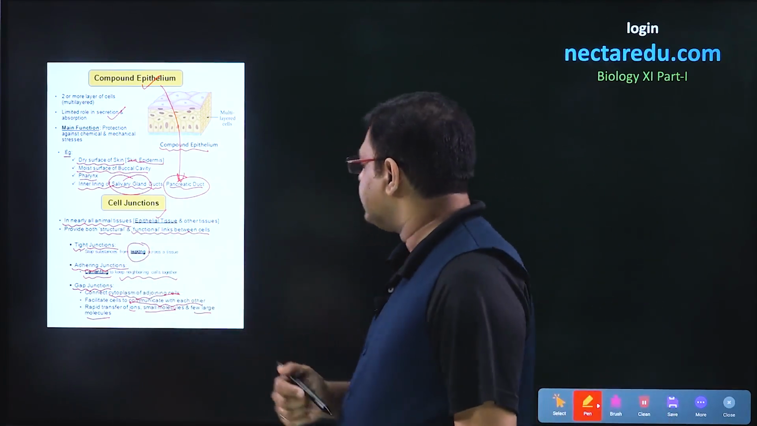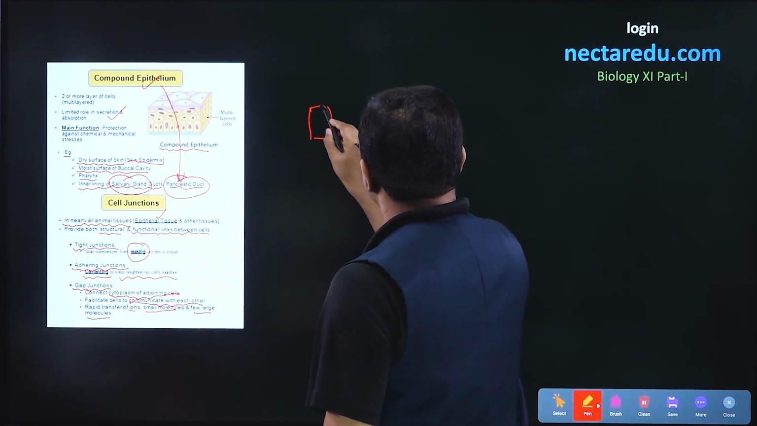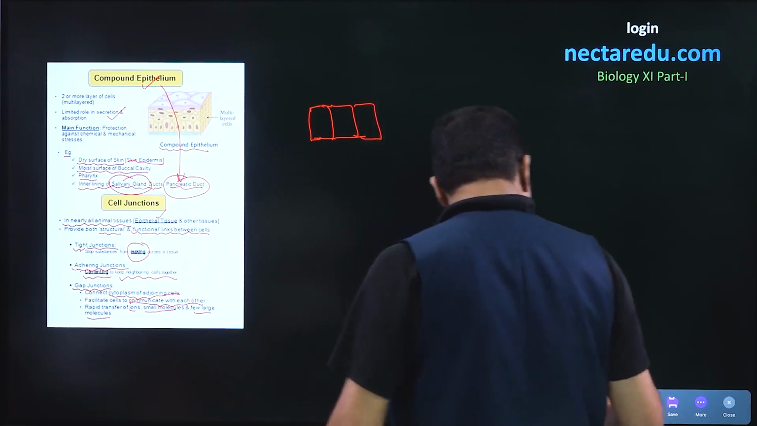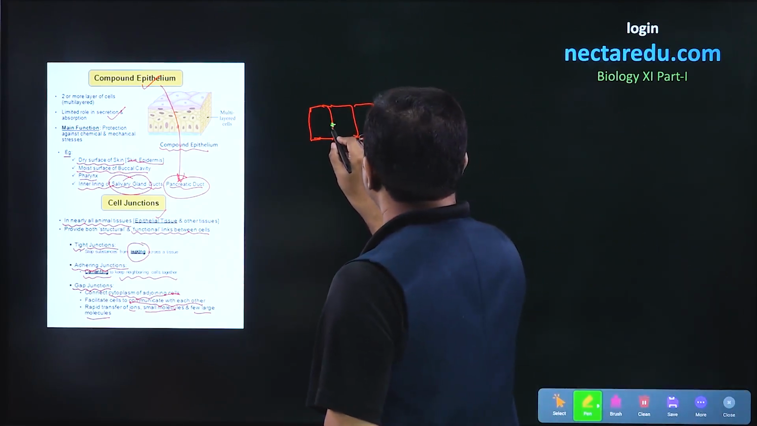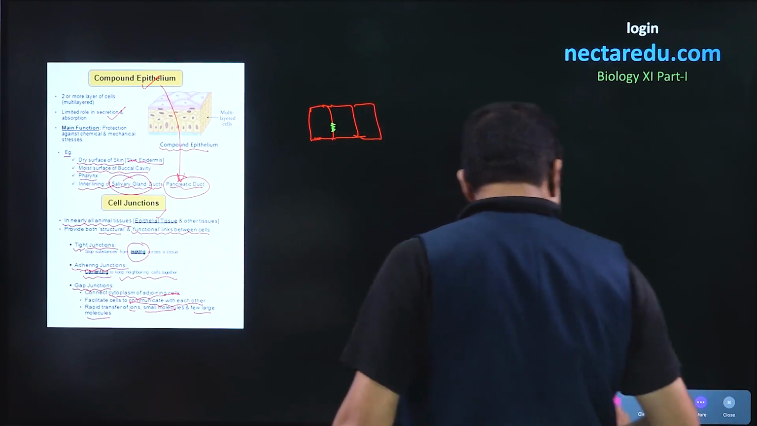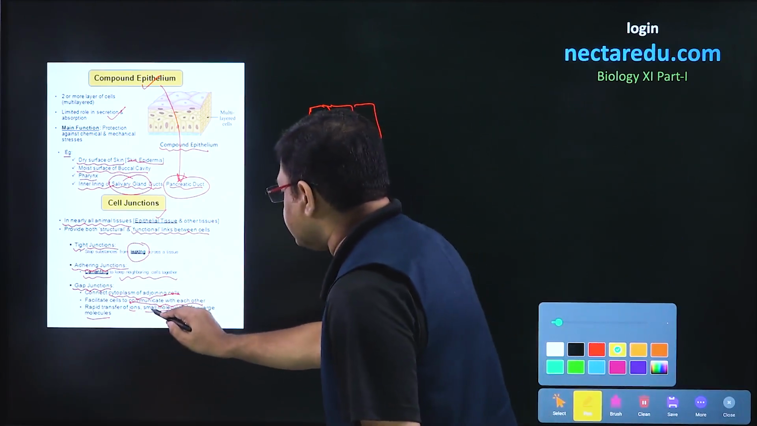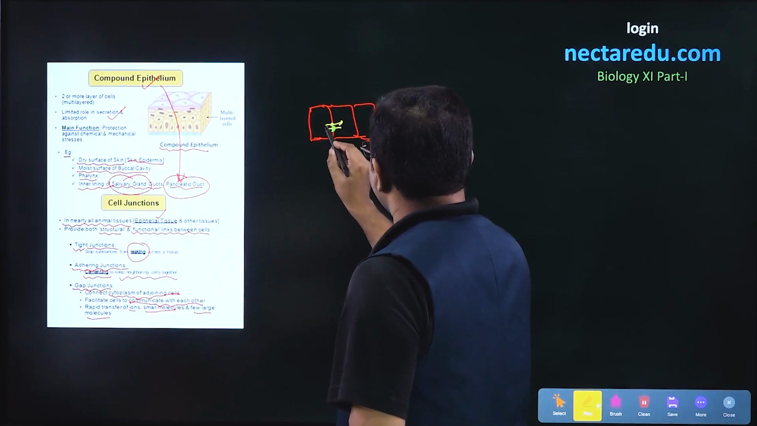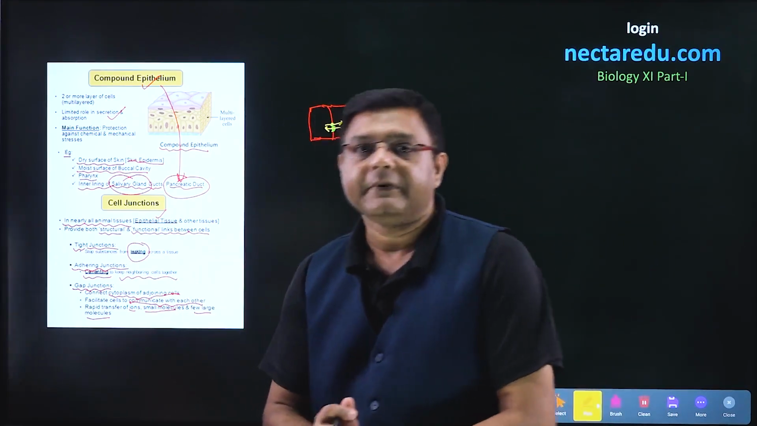We can visualize gap junctions like this: if this is a cell and these are the adjoining cells, then gap junctions will be similar to spaces between them. Through this space, ions, small molecules and large molecules will go from one cell to the other. So, that is the function of gap junctions.